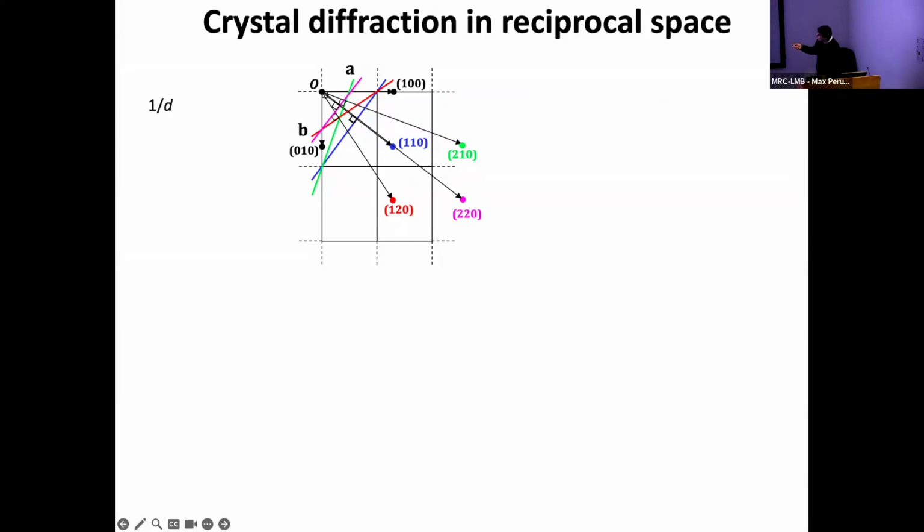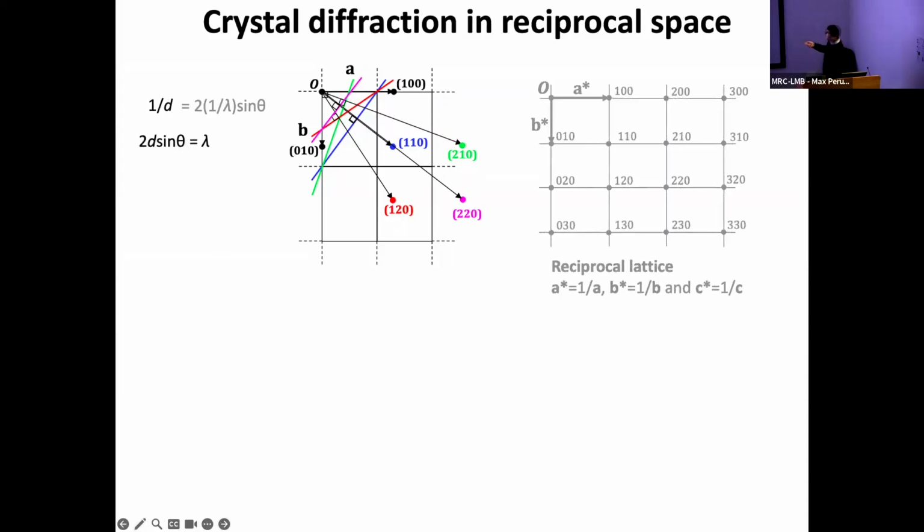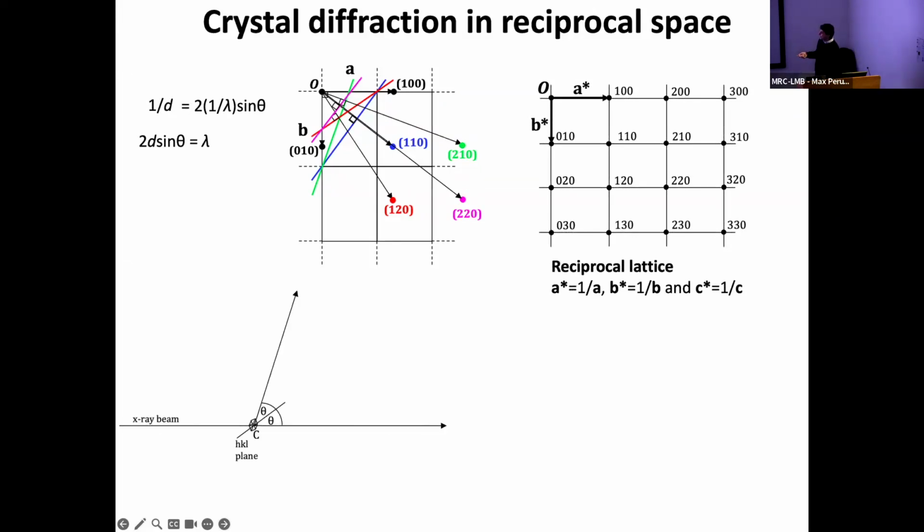Now, if you were to unite all the dots, you're going to get what's called the reciprocal lattice. You see 110, 210, 120, 220 here. So this now is your reciprocal lattice. How are we going to use this reciprocal lattice? We're going to pretend that this is our crystal. This is our HKL plane, dividing our 2 theta angle into 2. So here comes the X-ray beam.